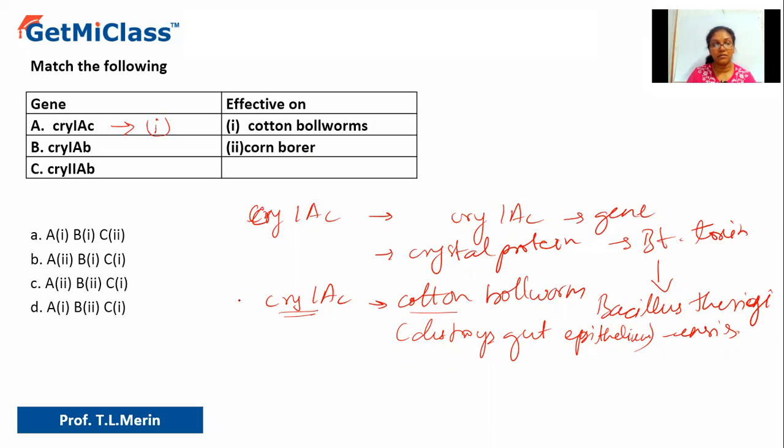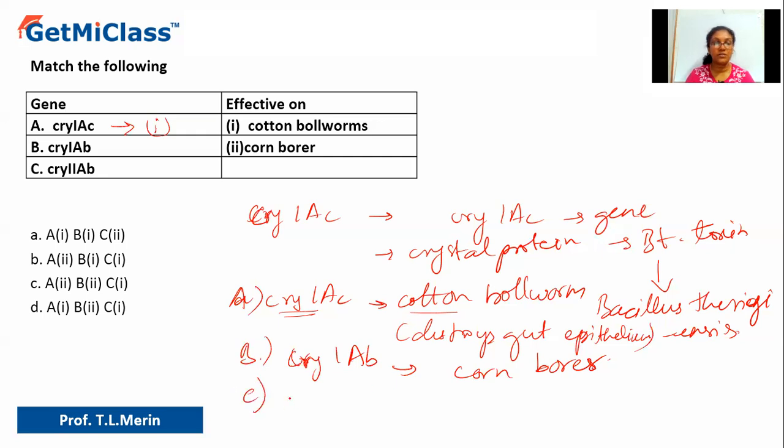Now the second one, this is the first one, right? Capital A. Okay. The second one, which says Cry1AB. As I told you, there are different strains of bacteria which have different sequences of the gene for this particular protein. Okay. This also produces a type of Bt toxin. This will be effective against corn borer. And the function is the same, but they vary with respect to the amino acid sequence because that depends on the gene sequence.